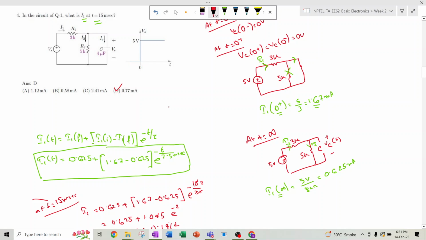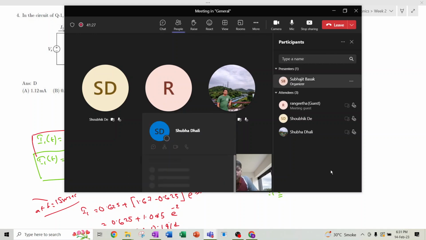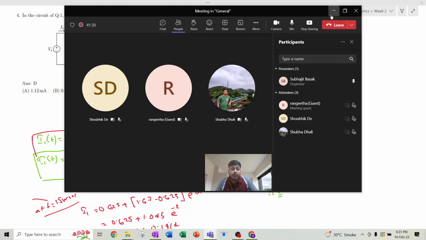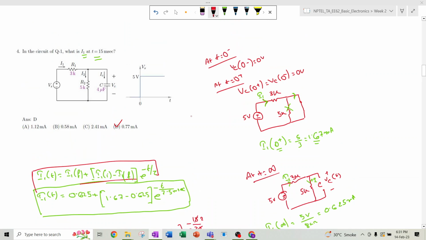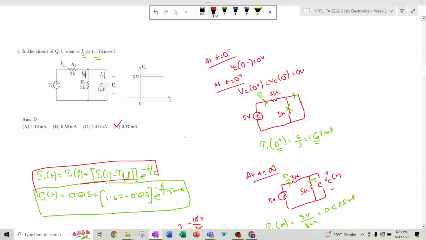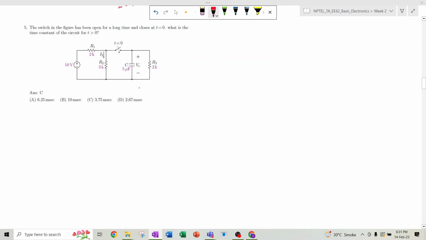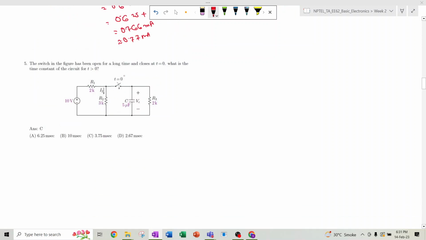So as I have already discussed, we can find out the value of current or voltage at any point of time using this equation. Do you have any doubt? Then you can ask. Okay, so I am moving forward to the next question.